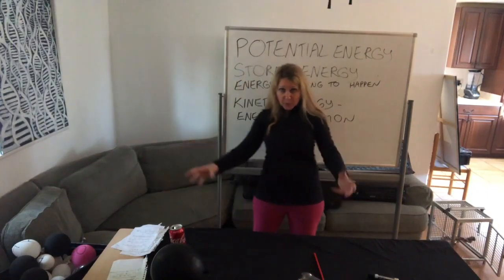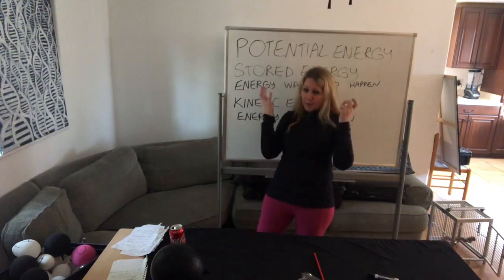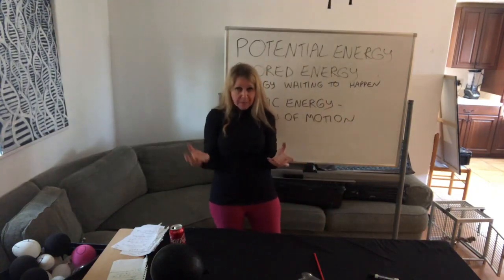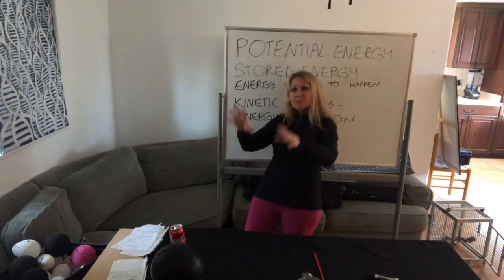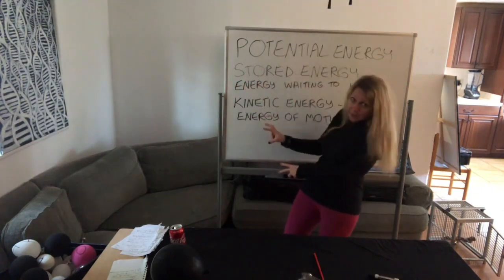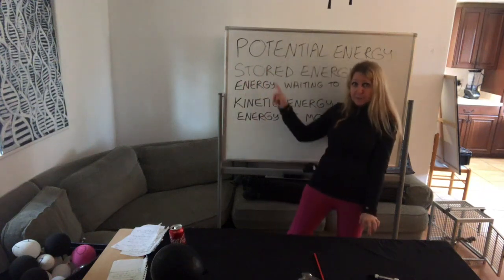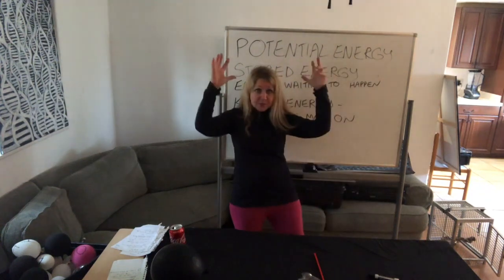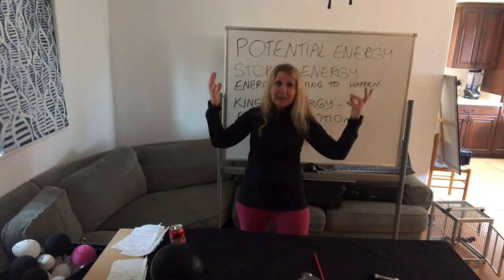Potential energy, stored energy, energy waiting to happen, like gasoline in the car, loaded with potential energy. That is a chemical potential energy. So there's different types of potential energy, there's different types of kinetic energy, but energy is divided into two main types, and these are the types. So potential energy, storage, energy waiting to happen. Kinetic energy, energy of motion.